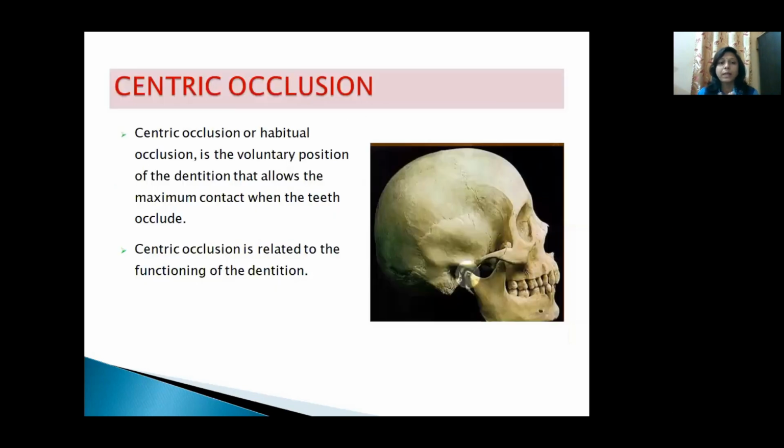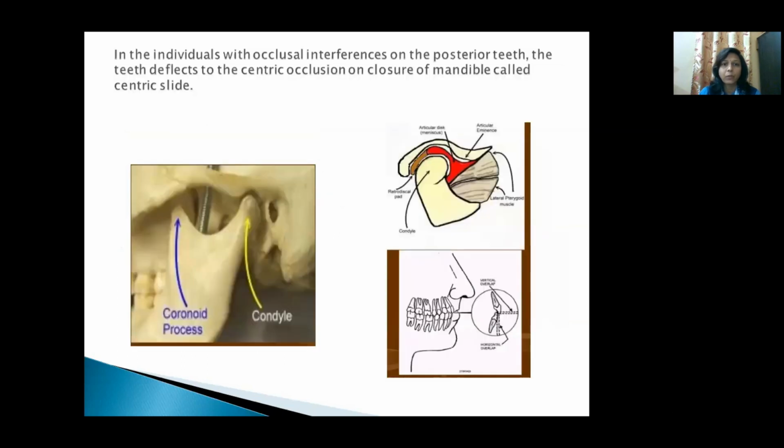Coming to centric occlusion, it is a tooth-to-tooth relation. It is a habitual occlusion and the voluntary position of the dentition that allows the maximum contact when the teeth occlude. It is related to the functioning of the dentition. It is also called intercuspal position or convenience occlusion. In individuals with occlusal interferences on the posterior teeth, the mandible deflects to centric occlusion on closure, which is known as centric slide.